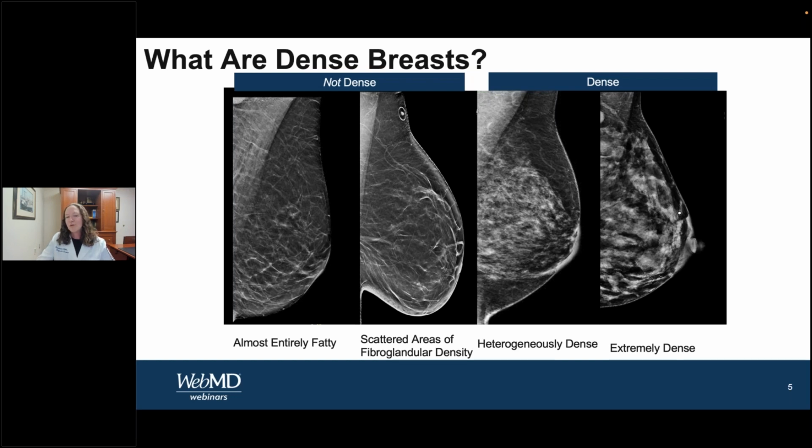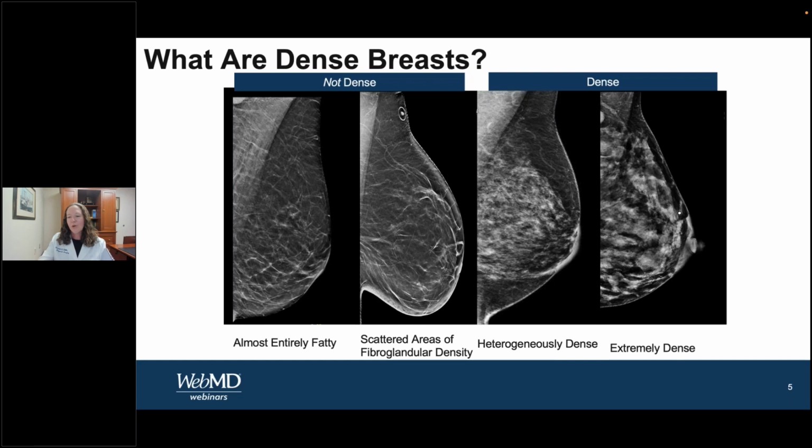The first 2 categories on the left of the screen here labeled not dense, those are not considered to be dense breasts. But the heterogeneously dense and extremely dense breast tissue on the right-hand side of the screen, those are considered to be dense breasts. So when you get your mammogram report and when your doctor gets your mammogram report, you will actually have one of these categories in your mammogram report that explains to you what your breast density is.